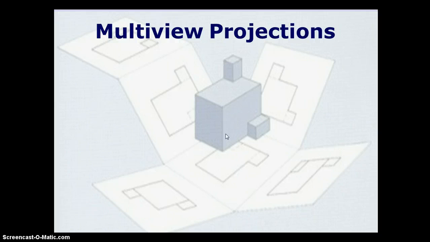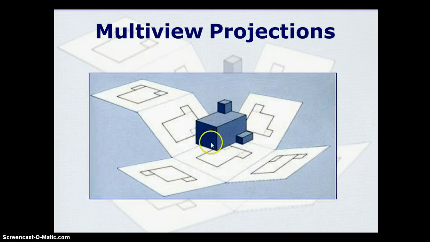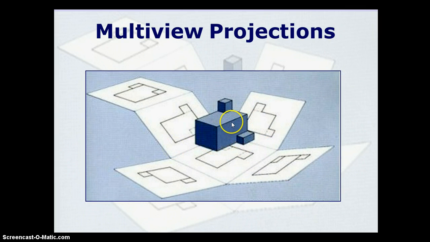Multi-view projections. Based on the shape of the objects, sometimes it is not possible to get a clear idea of the object in one or two views, and that's why this slide shows there are 6 views, and how these 6 views are drawn is shown by various positions. How this is folded, that we will see in the next slide. You see the 6 views.